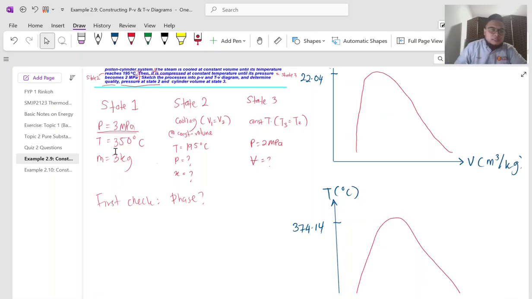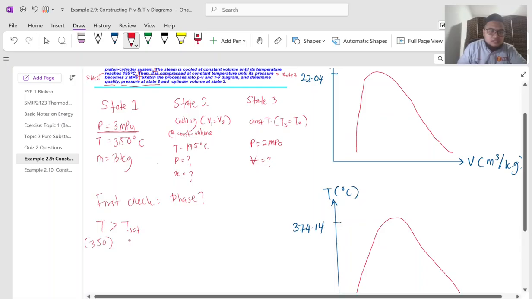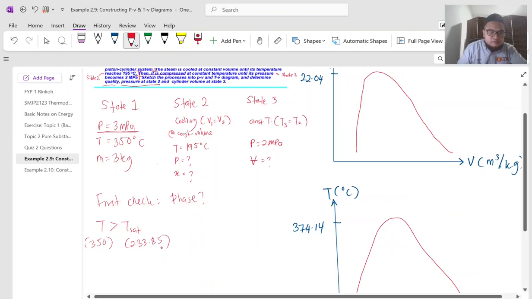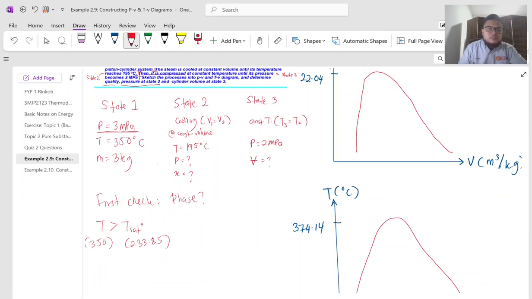So basically our T here is greater than the T sat, which is 350 degrees Celsius, greater than 233.85, right? So we know that if the saturation temperature is lower and we have a temperature higher than that, that means our steam is in the superheated vapor region. Alright, so I'm going to declare this as a superheated vapor. This one I checked from table A5.